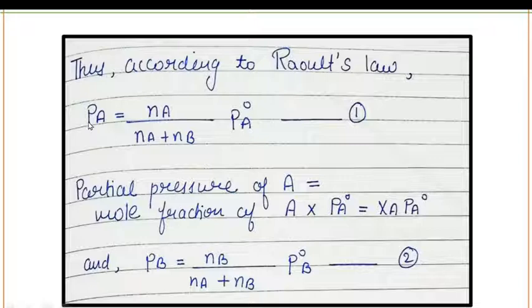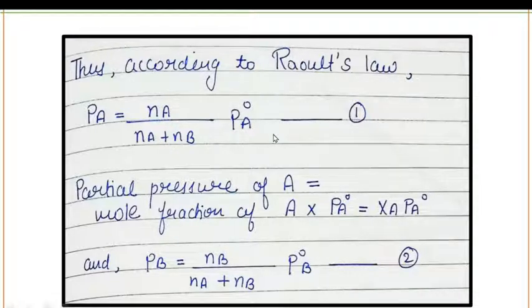What was PA and PB? PA is the partial pressure of liquid A. So the partial pressure of liquid A is equal to the mole fraction of compound A, and you know it very well. To calculate the mole fraction of any compound, you require the number of moles of that particular compound divided by the total number of moles present in that particular solution. So nA upon nA plus nB into P0A.